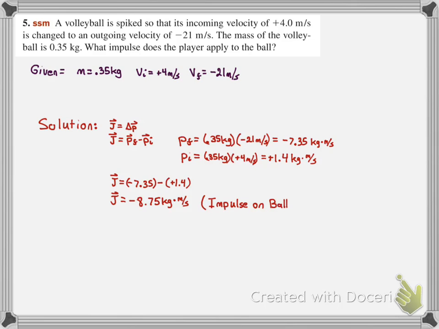Again, though, this is the impulse on the ball, not the answer we're looking for. The question asks us to find the impulse experienced by the player. But by Newton's third law, we can just assume that the impulse on the person is the opposite of the impulse that was created on the ball. So the impulse the person experiences is positive 8.75 kilograms meters per second, or we can say 8.75 kilograms meters per second to the right.